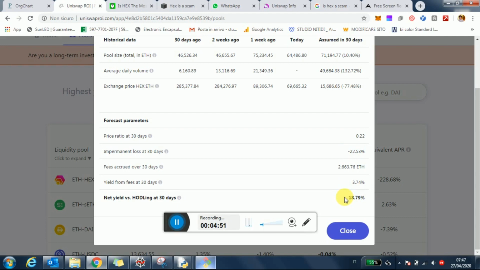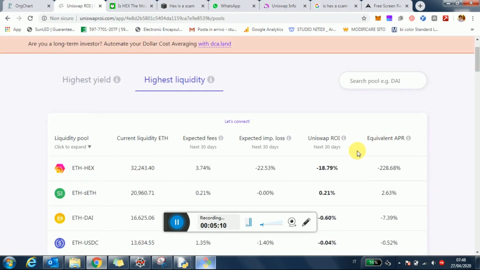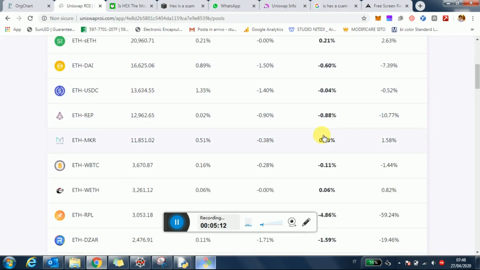Now, this can be interesting or not interesting in the case of HEX because of this controversy. I recommend you do your own research, and if you're not comfortable because of all this scam claim, please stay away from buying this stuff. But I just wanted to give you a little context of why you may see another pool with a higher or lower yield depending on how these parameters go.